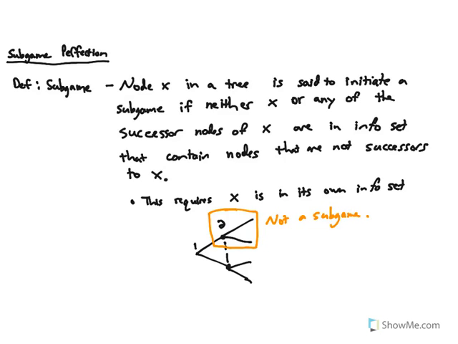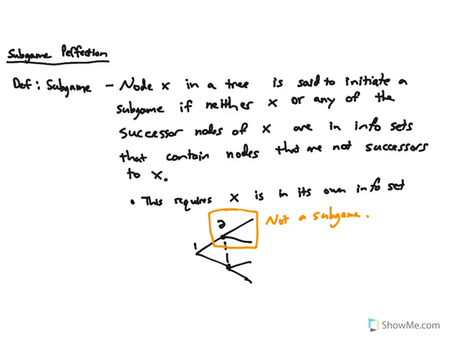Okay? So in that case, node X is said to initiate a subgame if neither X nor any of the successor nodes to X are in information sets that contain nodes that are not successors to X. So this node that we have circled for player 2 does not initiate a subgame because there's another node in the information set with this initial node. That's not allowed. It has to start by itself, in its own information set.